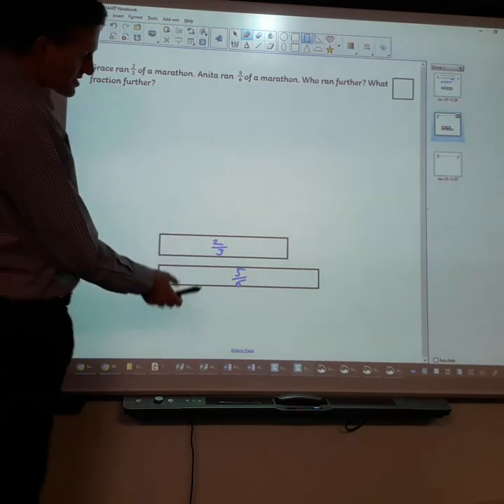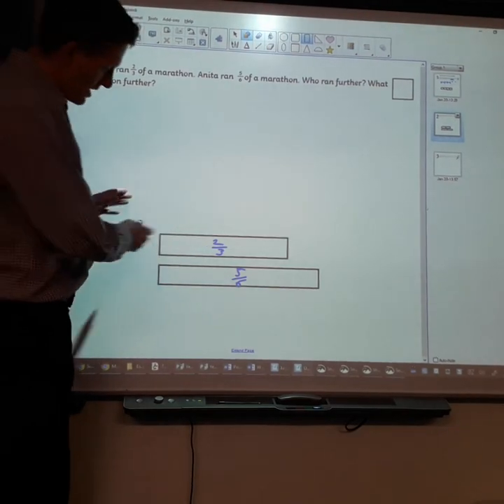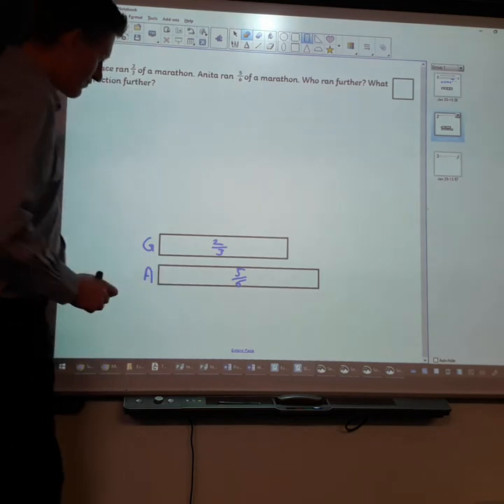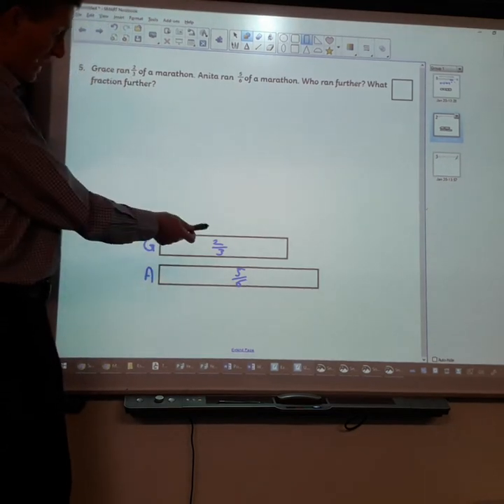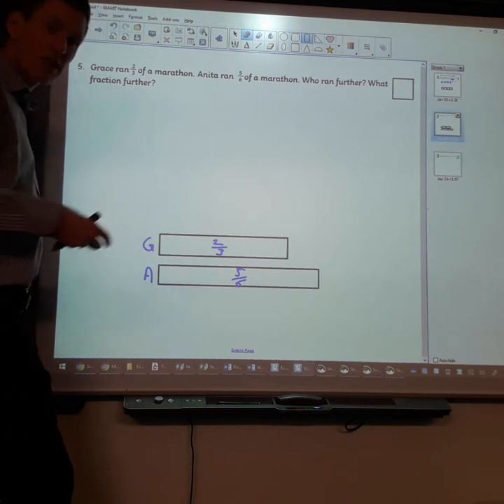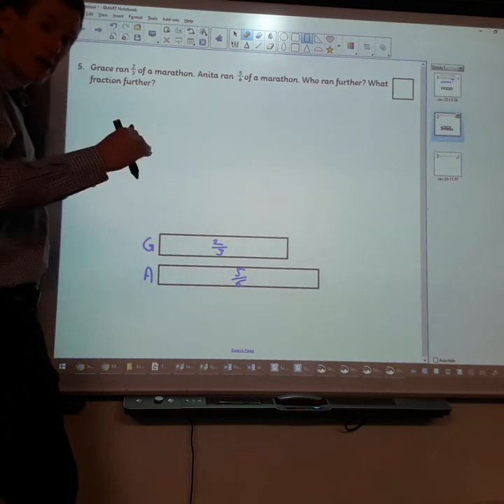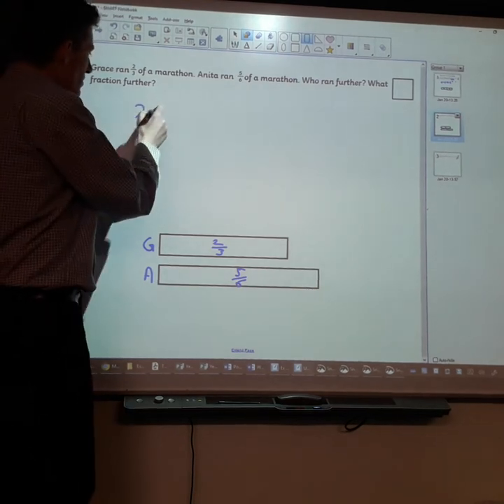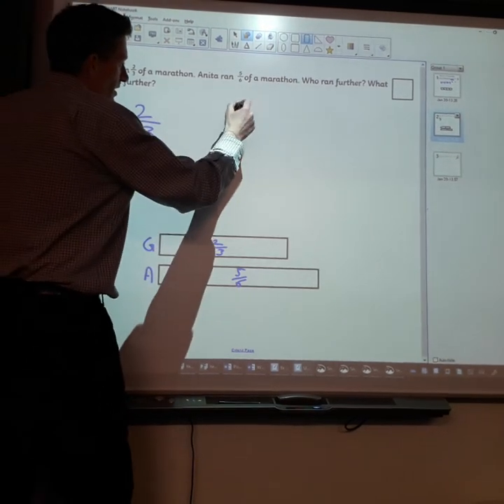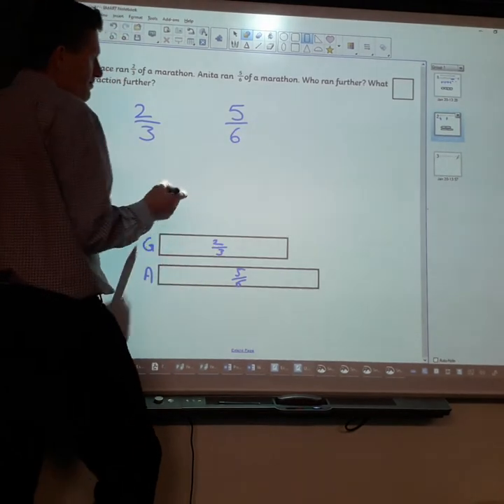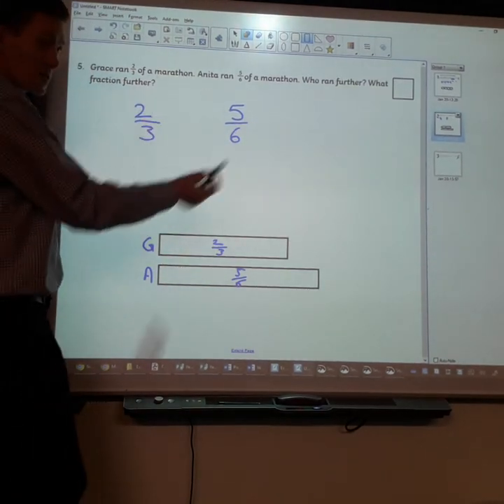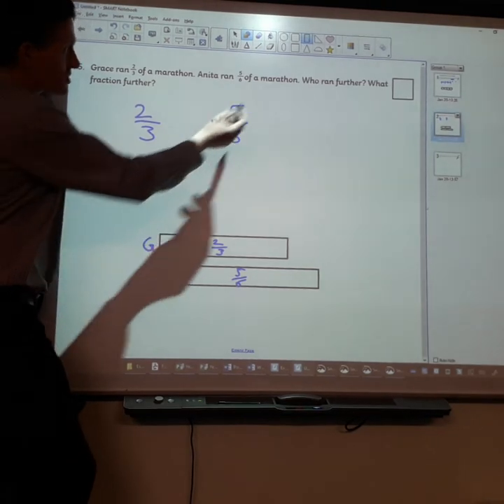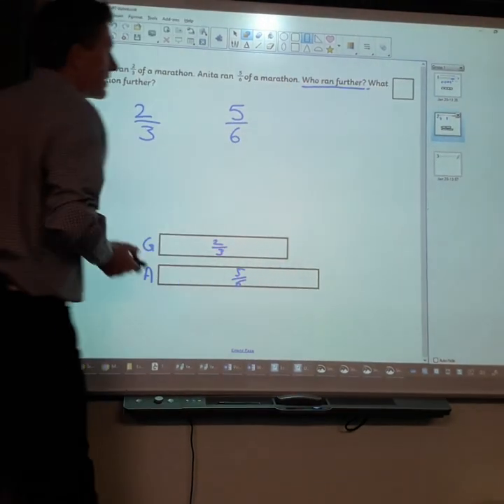But you can see this is a kind of a comparison between how far Grace ran and how far Anita ran. Okay? Now to compare them, we need to turn them so they look the same, like we've been doing all week, looking at fractions by having the same denominator. So we need 2/3 and 5/6 to have the same denominator. Notice I haven't put an add or a take away at this point. I'm just doing this question, who ran further.